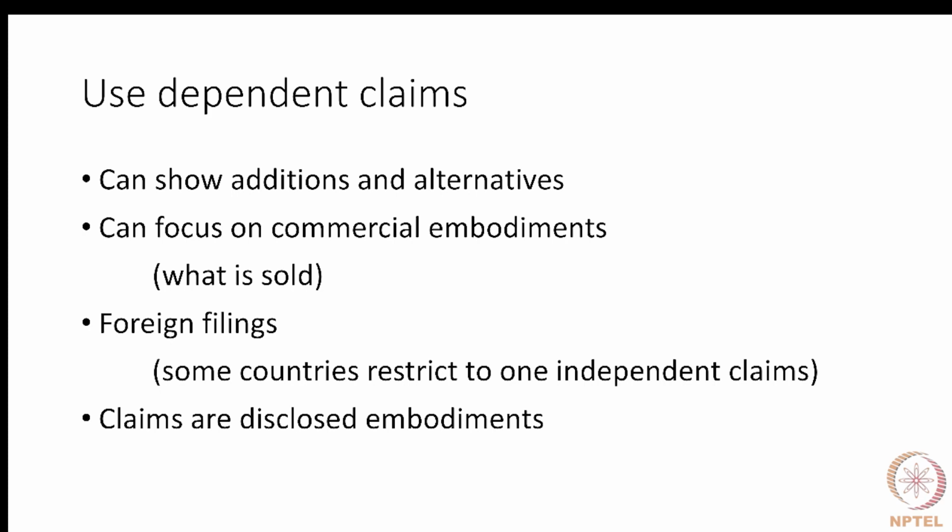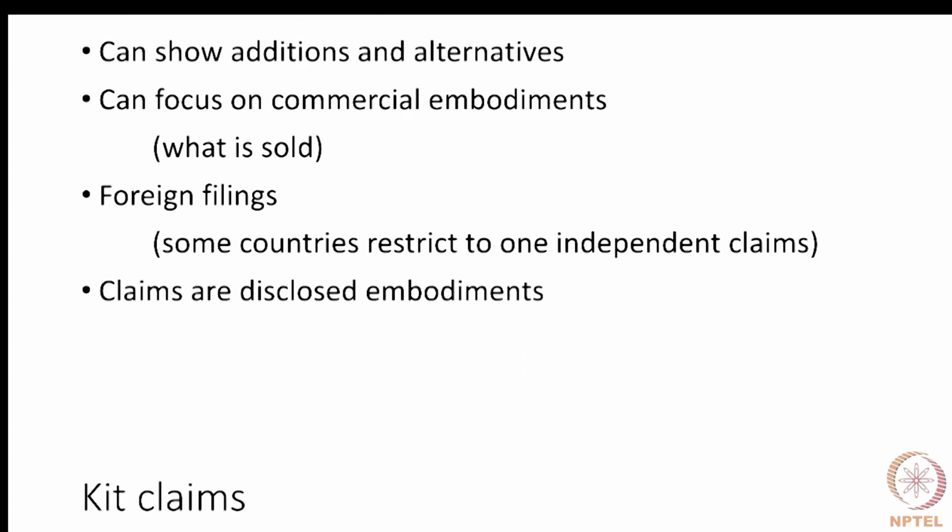Now, if your invention has embodiments, say it has 10 embodiments, you have to cover all the 10 embodiments in your claim, and dependent claims are a great way to do that.